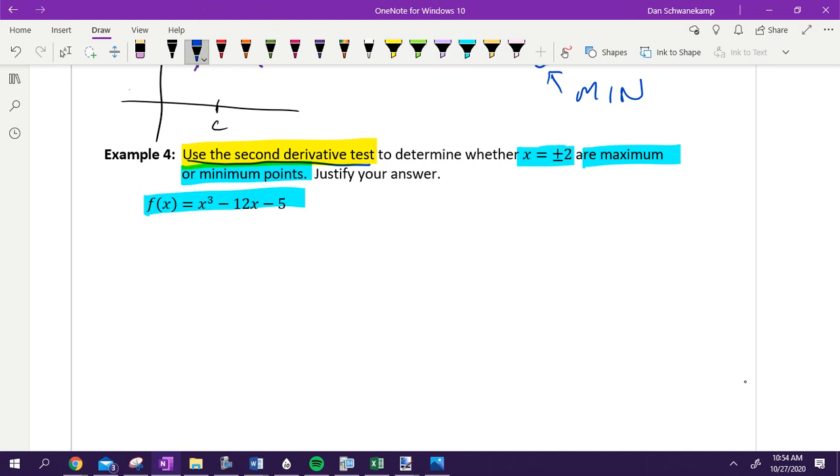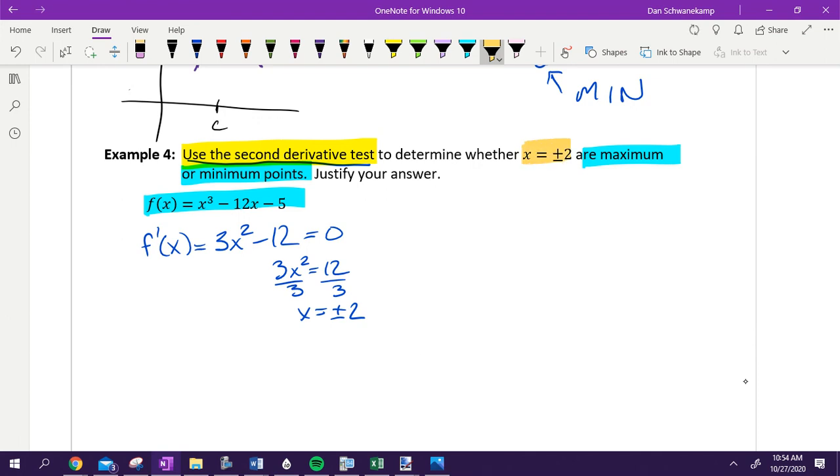Okay, let's do that. So f prime, I'm going to take the derivative. So 3x squared minus 12. Normally, I would take that, set it equal to 0, and I would solve. Oh, yeah, x is plus or minus 2. We already knew that. They already told me that x was going to be plus or minus 2. Those are the things we're deciding if max or min.